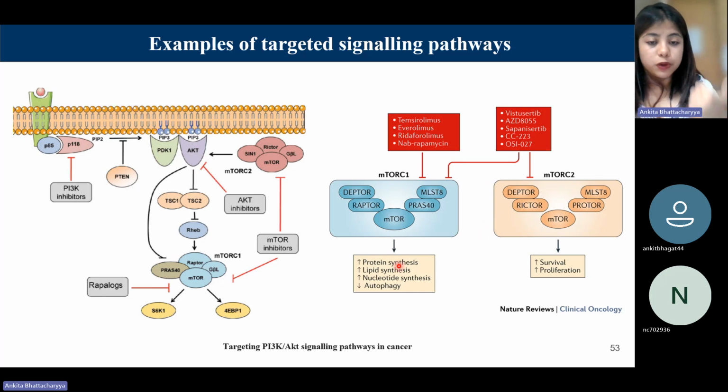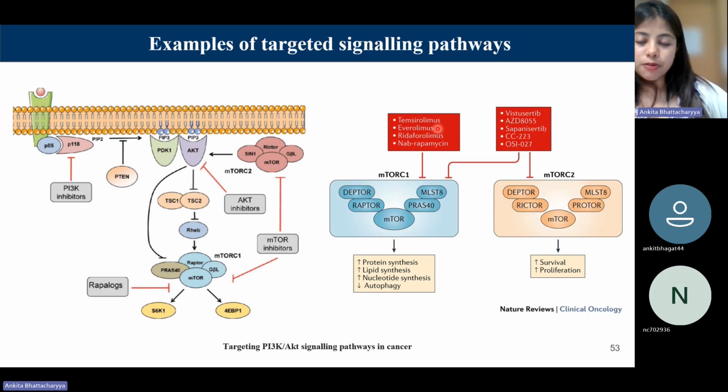If you look at mTORC1, you'll see that it's involved in protein synthesis, lipid synthesis, nucleotide synthesis, and autophagy. All three of these processes are necessary for normal cell division because you will need to synthesize proteins, lipids, and nucleotides when a cell is dividing from one to two. And there's reduced autophagy. Apart from that, mTORC2 is involved in increased cell survival and increased cell proliferation. So there are some classes of drugs identified to inhibit this PI3K-AKT signaling pathway, and it's very crucial and very much under study.